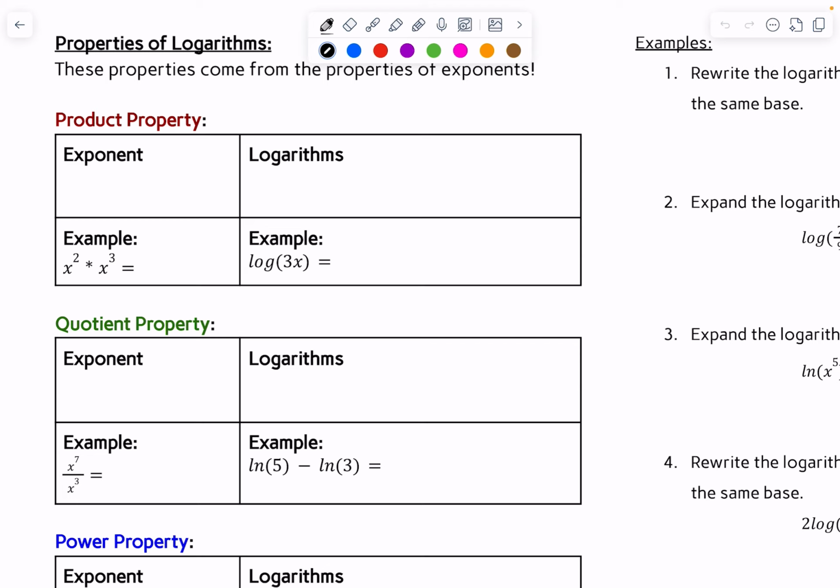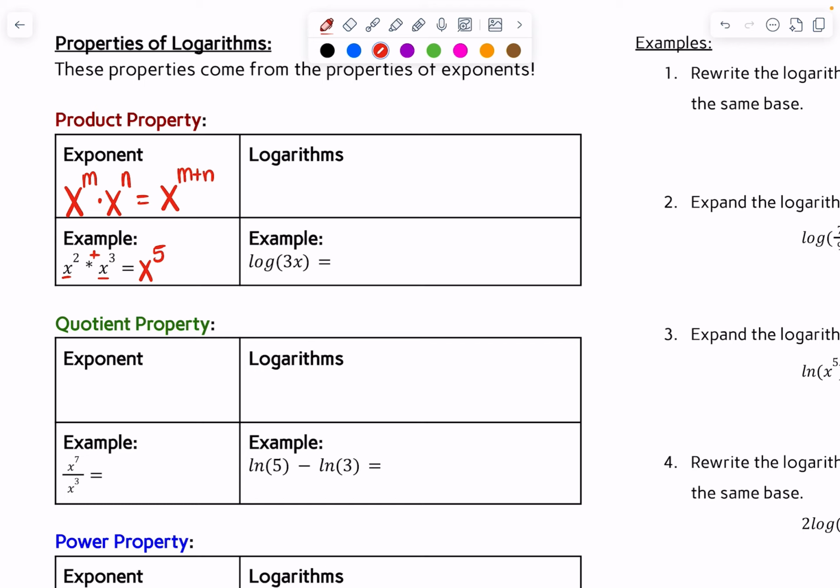So for our product property, in the exponent form, the product property says that if you are multiplying the same base, something like x to the m times x to the n, as long as it's the same base, you can add the exponents. So x to the m times x to the n equals x to the m plus n. As an example, x to the second power times x to the third power, same base here. We can add those exponents, and we would get x to the fifth power.